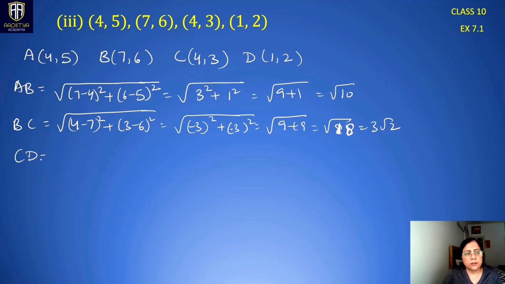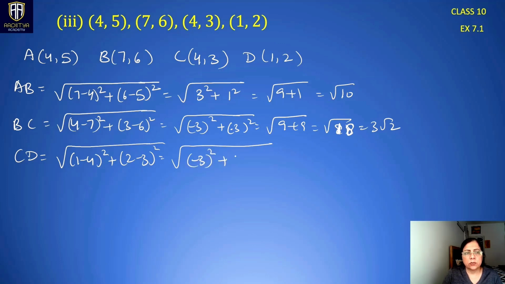Then we have CD. CD is 1 minus 4 whole square, 2 minus 3 whole square. This is negative 3 square added to negative 1 square. That is, negative 3 square is 9 added to 1. This is also root 10.